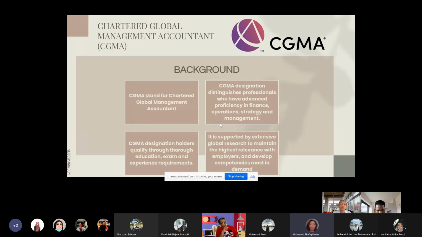What is the AICPA? It is the American Institute of Certified Public Accountants, to recognize a unique group of management accountants who have reached the highest benchmark of quality and competence. So CGMA designation holders qualify through education, exam, and experience requirements. They need to commit to lifelong education and adhere to a stringent code of ethical conduct. More than 150,000 accounting and finance professionals hold the CGMA designation, which makes it the most widely held management accounting designation in the world.